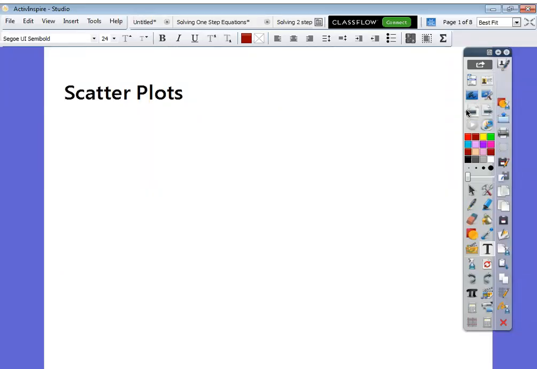Here we go. Today, our learning concept is scatter plots. I absolutely love scatter plots because they show if there is a relationship between two different quantities. It's an important thing, and scatter plots are used way more than you would ever imagine. Scientists use scatter plots all the time.